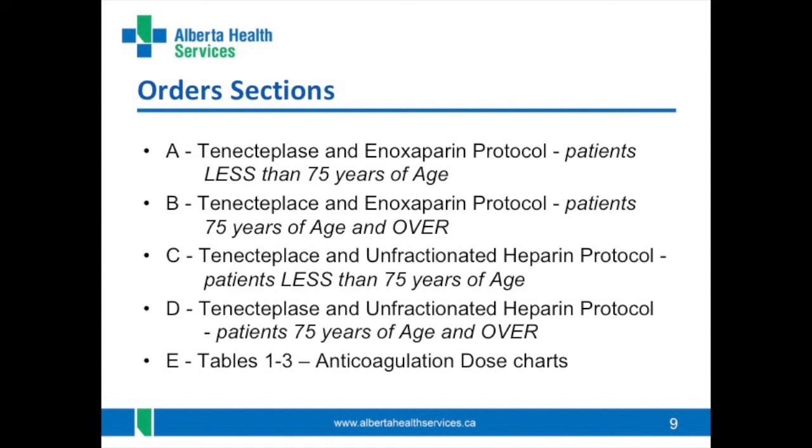Appendix A looks at the tenecteplase and enoxaparin protocol. B looks at the TNK and enoxaparin protocol over the age of 75. The first one was less than the age of 75. The third one looks at TNK with unfractionated heparin in patients less than the age of 75. The fourth one looks at TNK and unfractionated heparin in patients over the age of 75. And the last section really just walks you through anticoagulation doses. You'll see examples of this coming up shortly.